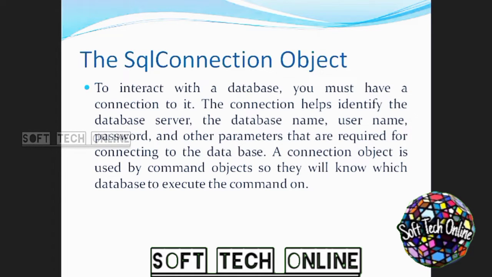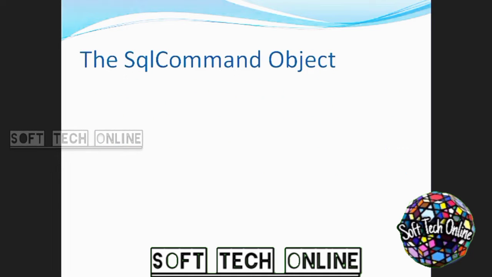First is the SQL connection object. To interact with the database, you must have a connection to it. The connection helps identify the database server, the database name, username, password and other parameters that are required for connection to the database. A connection object is used by a command object, so they will know which database to execute the command on.